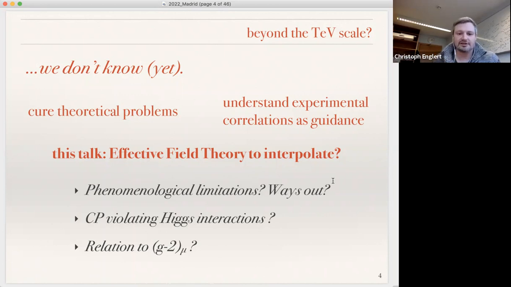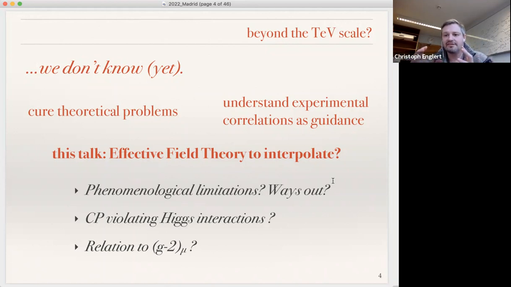Because effective field theory, for those of you who are involved in the experimental program or in the collider phenomenology program, really is becoming the lingua franca of our field. That has, of course, positive side effects, but also some limitations, and I'll try to highlight those. So what are the phenomenological limitations that we're dealing with when we employ effective field theory as a means to interpret LHC data?